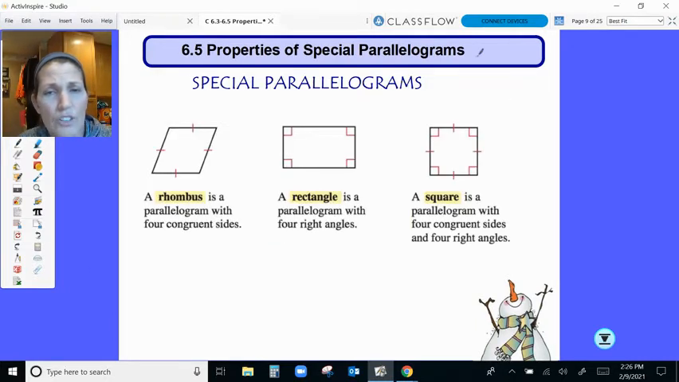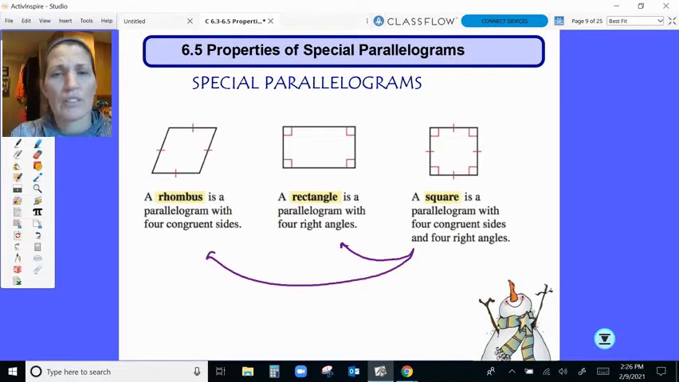Okay, so let's get on to our special parallelograms. All of these here are parallelograms. We have a rectangle, which is basically a parallelogram with 4 right angles. We have a rhombus, which is a parallelogram with 4 equal sides. And then we have a square, which is a parallelogram with both of those, 4 equal angles and 4 equal sides. So a square technically is both a rectangle and a rhombus. Okay, so it belongs to both categories.